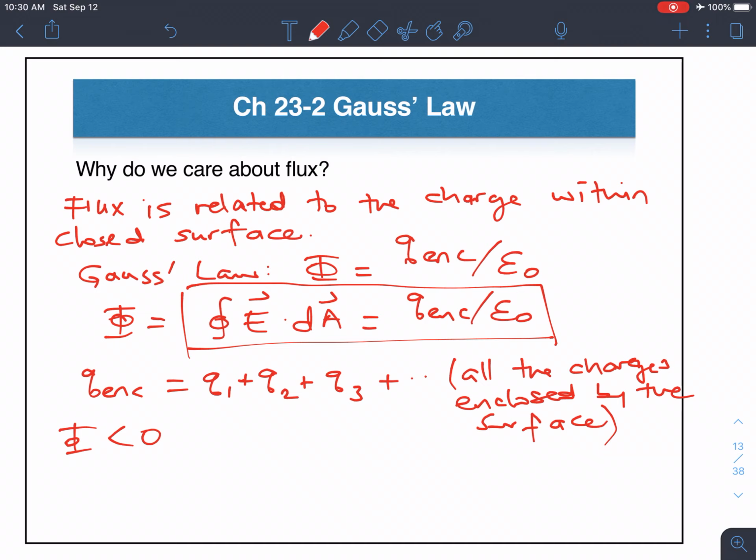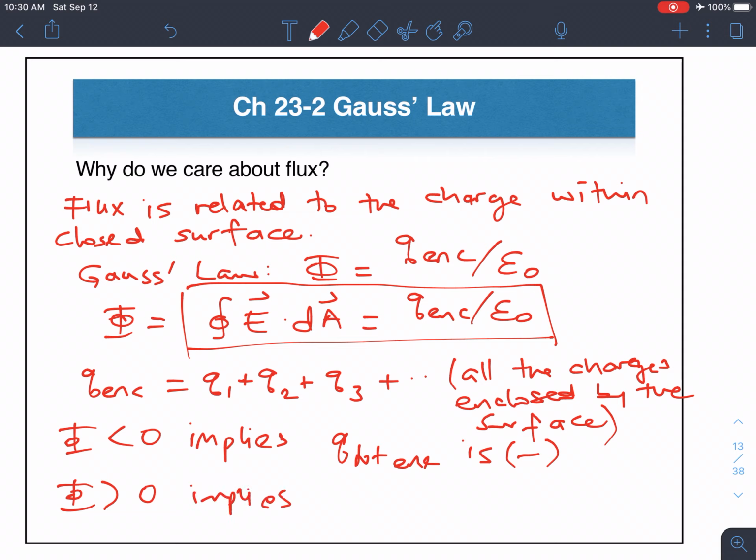That's a little different than the Coulomb's law. Because the sign of flux will tell us whether it is inward flux or outward flux. So we are keeping the sign of the charges here. Okay, so that's an important point. So if the flux is less than 0, that implies the total enclosed charge being negative. Okay, if flux is greater than 0, that implies the total enclosed charge being positive.